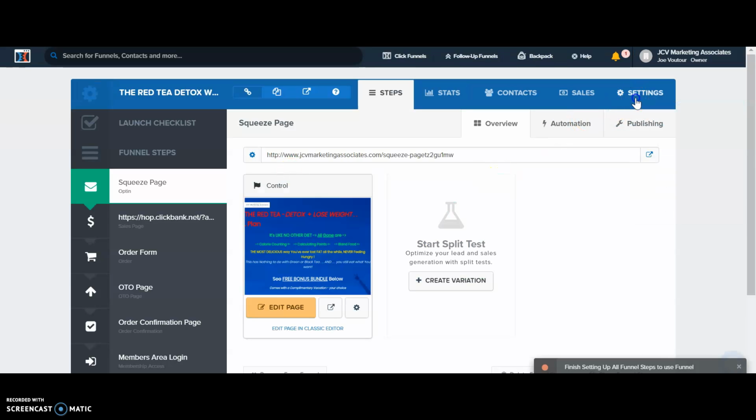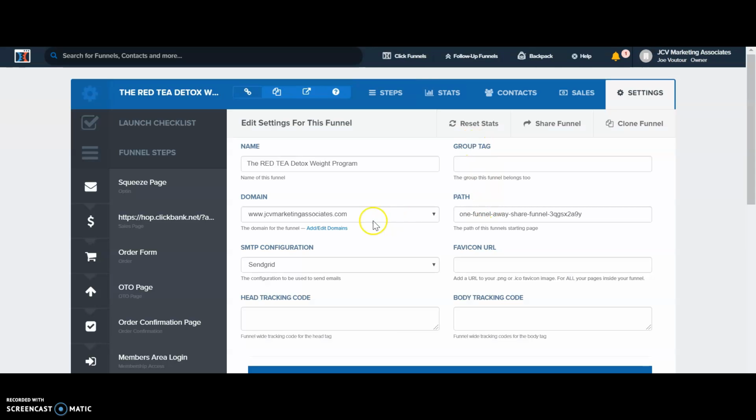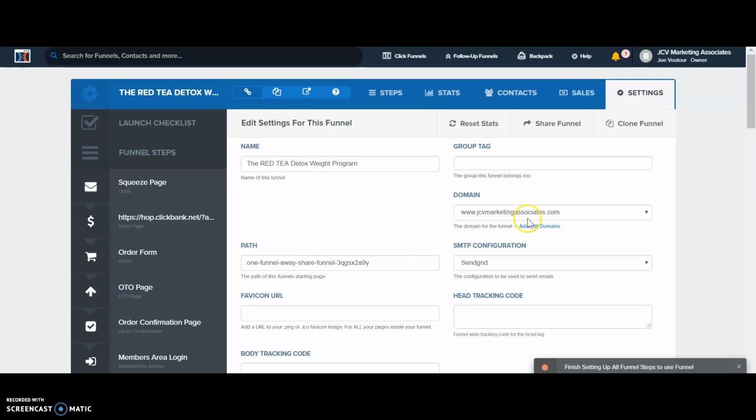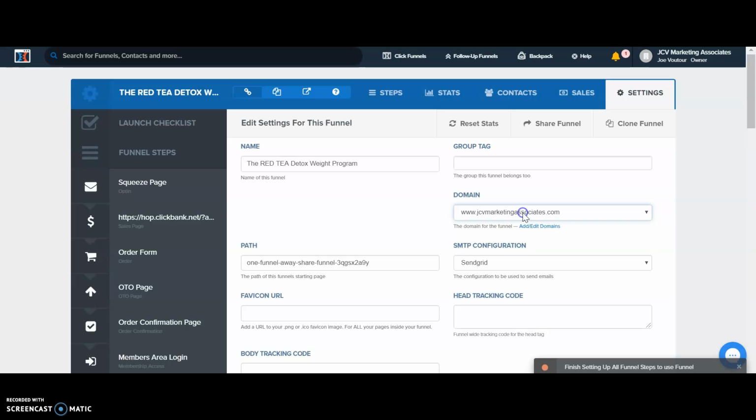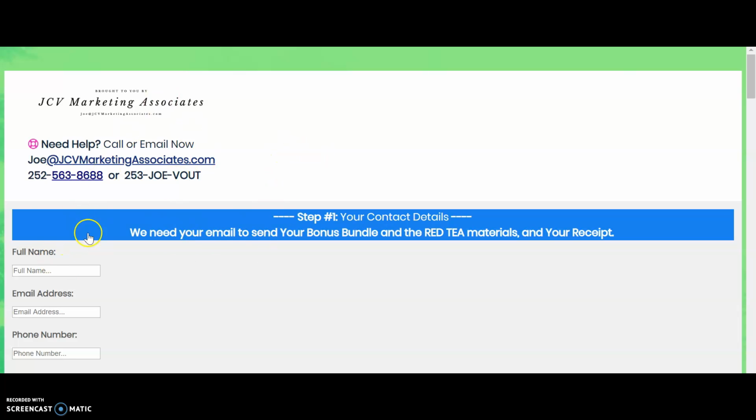If you check your settings, you would see that you're using www.jcvmarketingassociates.com, which is one of the domains that we checked and is not verified and is not secured, which is why you're having this issue of your page looking distorted.